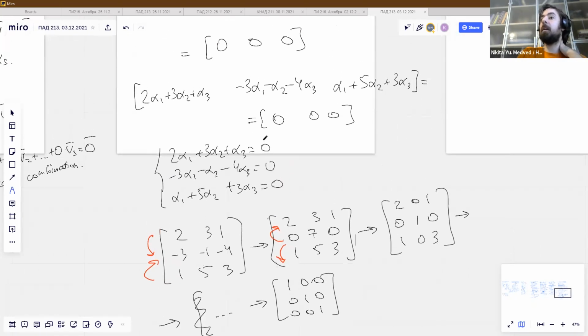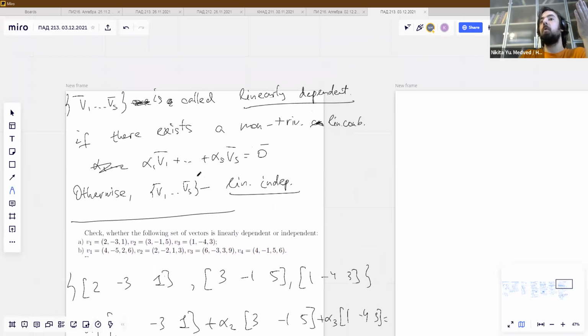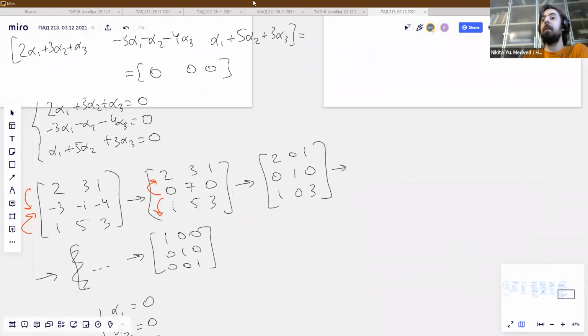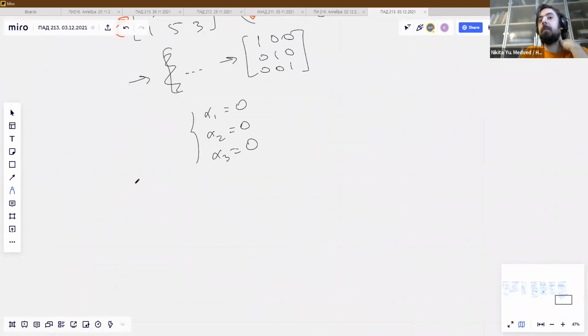This system is homogeneous. It has zeros on the right-hand side. So it always has the solution 0, 0, 0. No matter what are the coefficients in the left-hand side, still 0, 0, 0 will suffice. But in the definition, we said that we are interested if there exists some other solution, not this one, but anything else. And here it doesn't. No other solution exists.